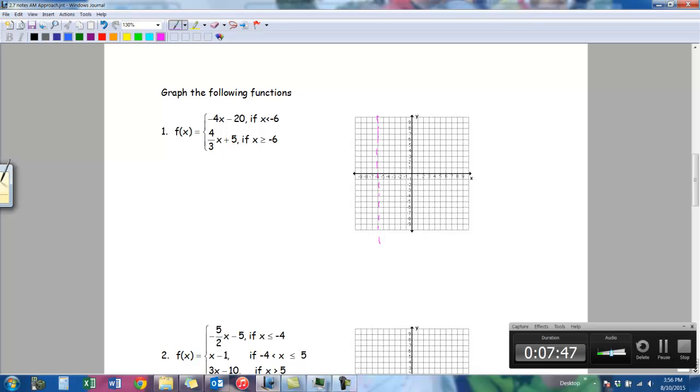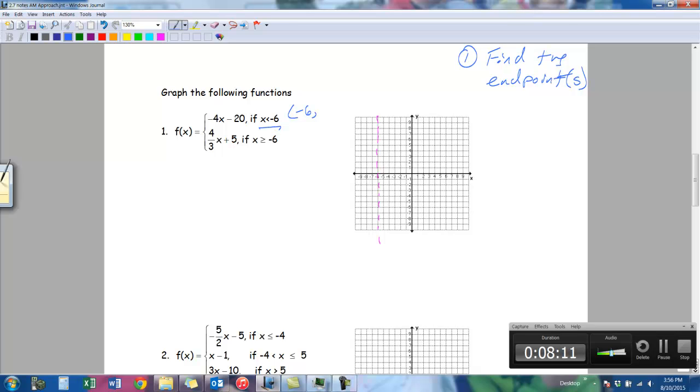Now, the way you're going to graph a piecewise function is, step one, find the endpoint(s). Put an S in parentheses because sometimes there's two endpoints. In this first one, there's only one, and the x value is -6. How do I know the x value is -6? Because that's what this is saying.